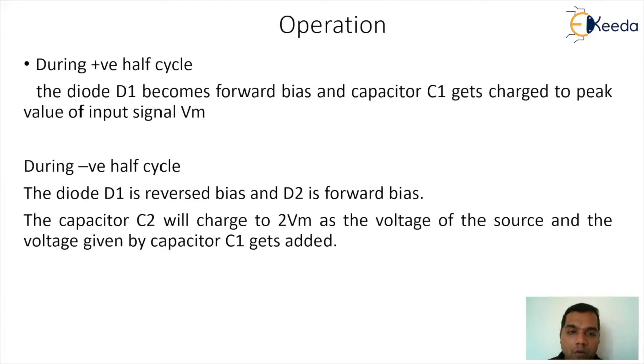Now what do you see in this entire operation? We have observed that if I see the voltage across capacitor C1, that will be equal to Vm. But when I try to see the voltage across capacitor C2, it is twice of Vm, where Vm is the peak value of the AC input signal. And that's the effect of voltage doubling.